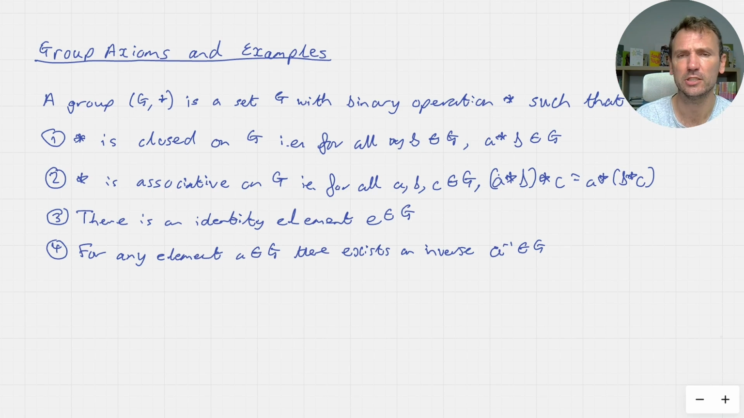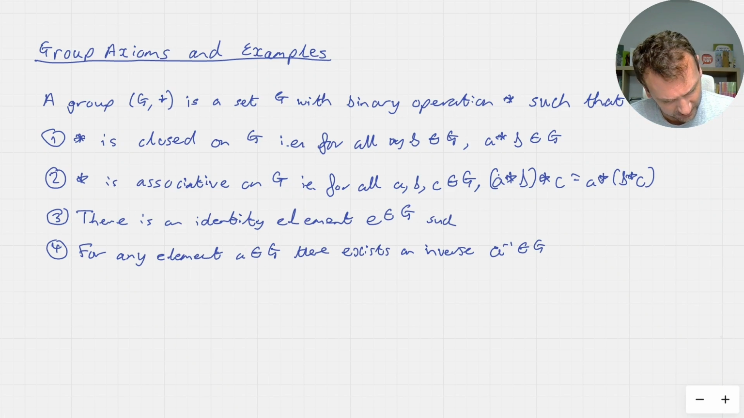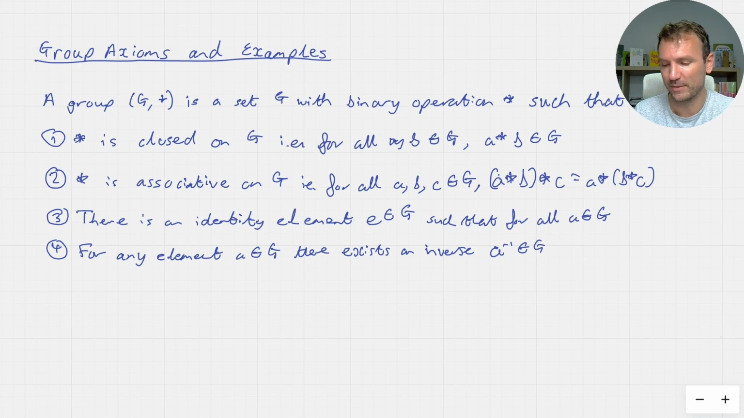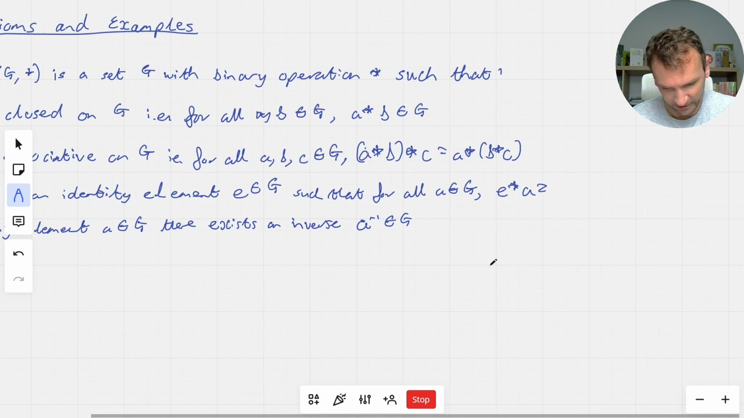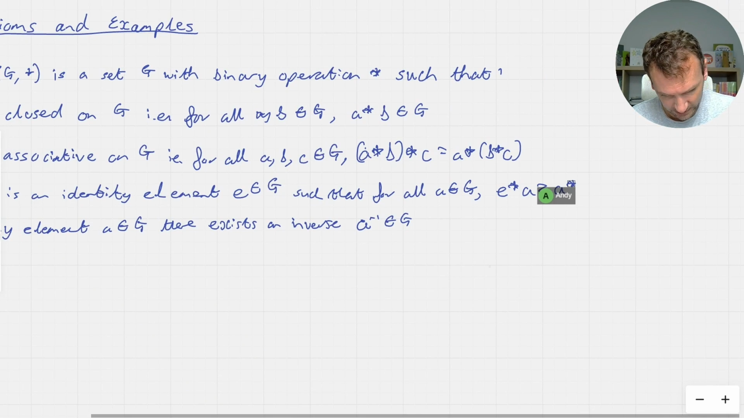If we're looking at addition, then 0 is our identity element, because if you do 0 plus 7, you get 7 as your answer. If you do 7 plus 0, you get 7 as your answer. So our strict algebraic way of writing this is going to be an identity element E such that for all A belonging to G, if we do E star A, or alternatively, if we do A star E, we'll end up with still A either way.